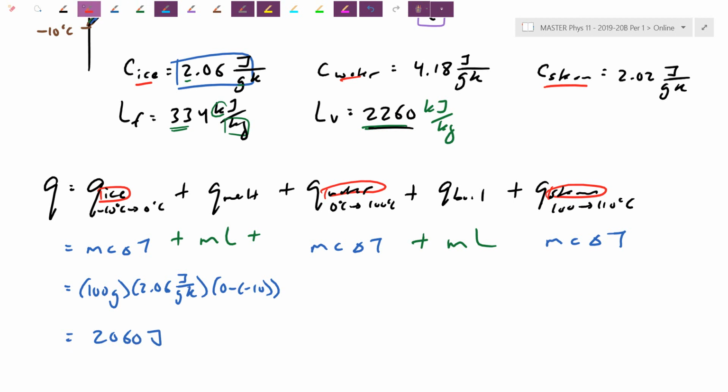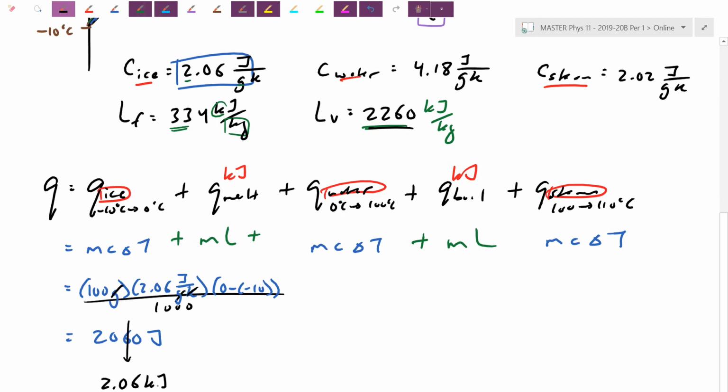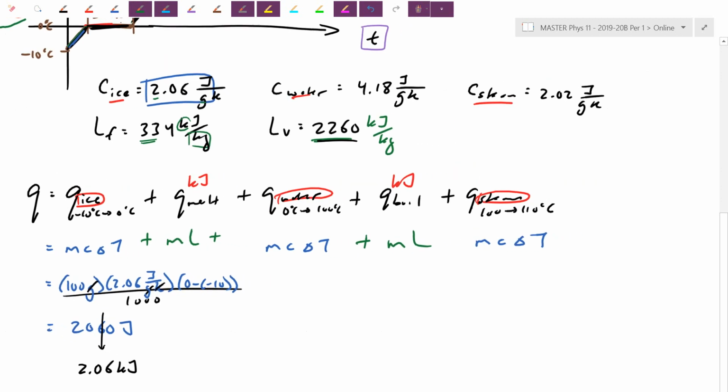Unfortunately here, because I'm going to end up with kilojoules out of here, yes, I do want to add the energies, but I can't add a joule with a kilojoule. So for these ones that are coming out in joules, I'm going to divide by 1,000. By dividing by 1,000, that converts me over. This is now 2.06 kilojoules. Now that they're all kilojoules, I can add up all the bits.